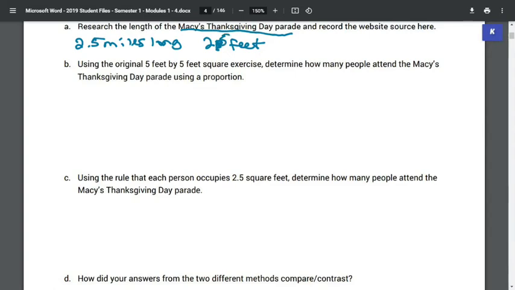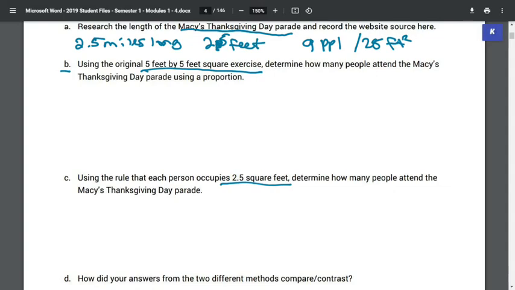Actually, this is going to be 25 feet. My bad there. So it's going to be 25 feet. So we got to use the same ratio of 9 people to 25 feet squared. So that's what it wants us to use here in B, using our original 5x5 exercise.